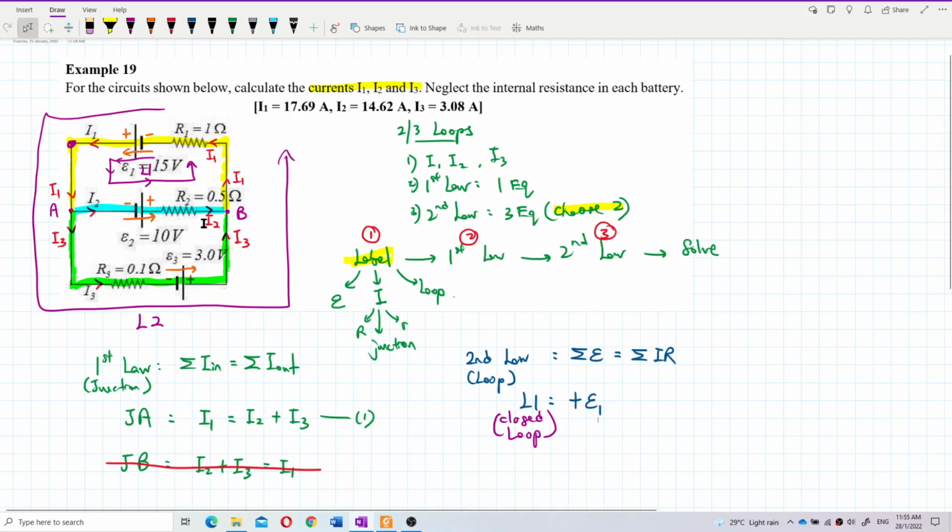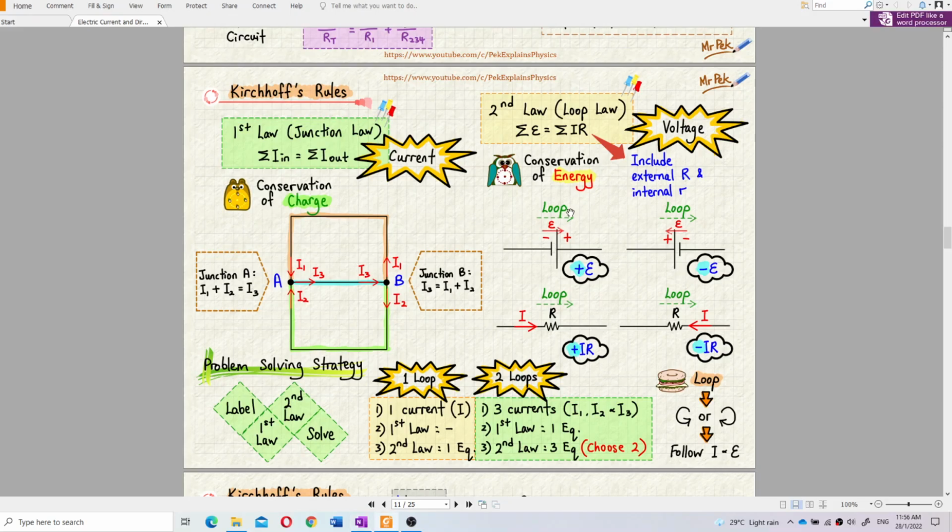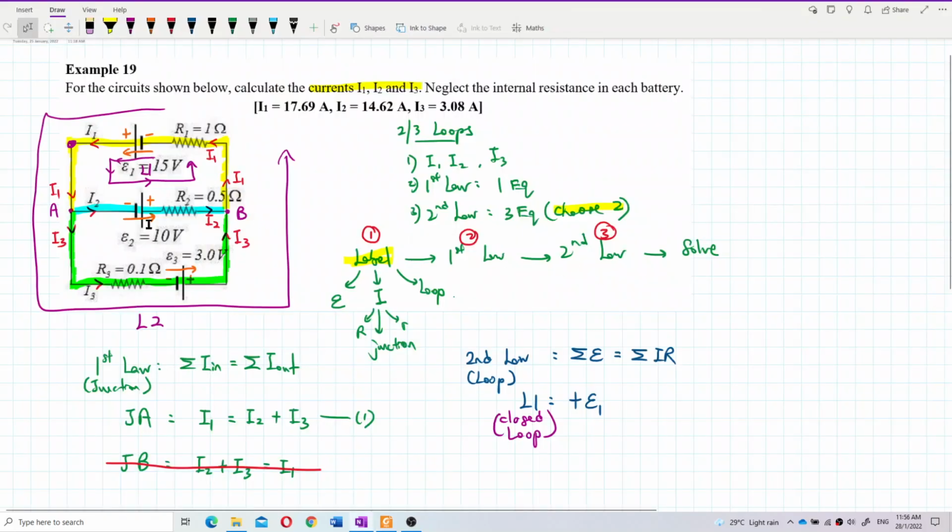Okay, done with E1. How about E2? E2 is going negative to positive to the right, and the loop direction is to the right, from junction A to junction B, as drawn here. Loop direction is to the right, EMF also to the right, same direction. EMF in the same direction as the loop is positive E. So E2 is also positive. I'm done with the 2 EMFs, the 2 batteries.